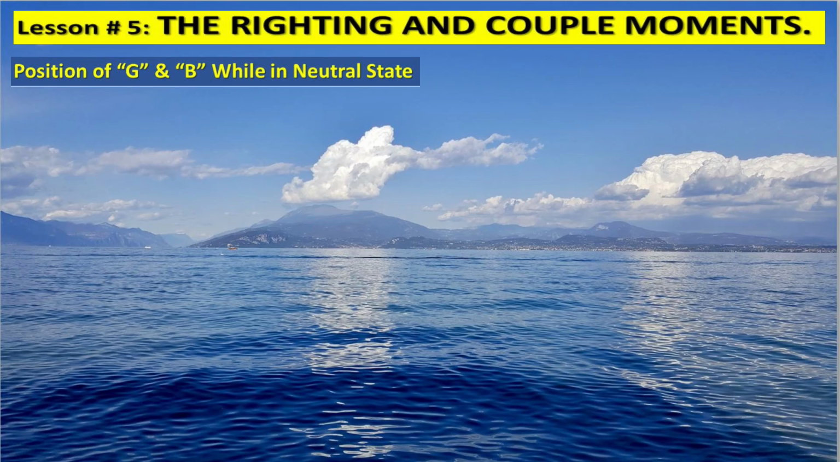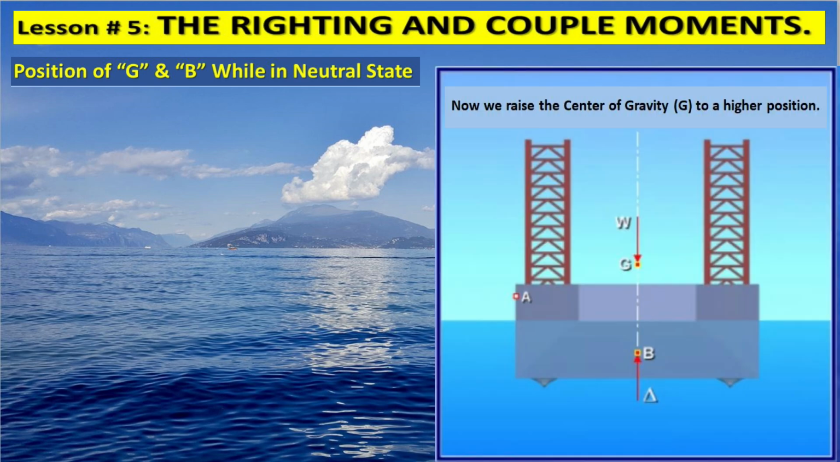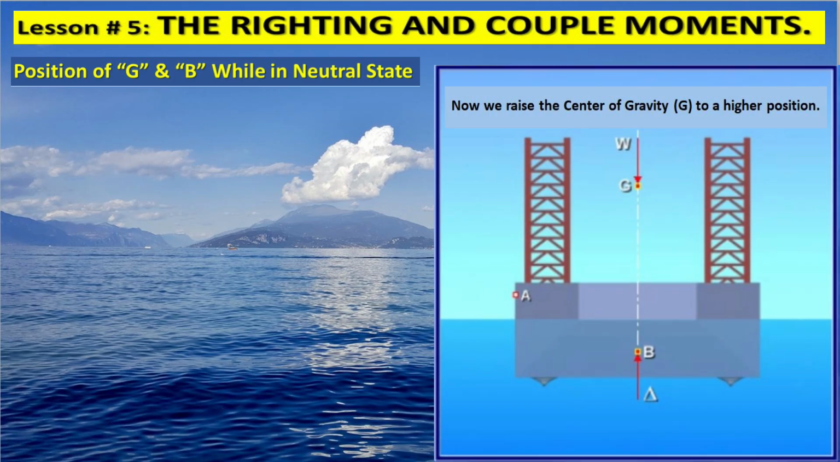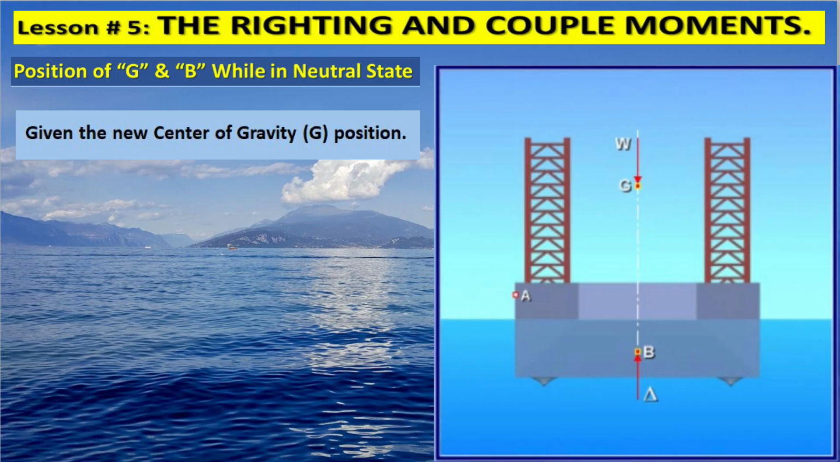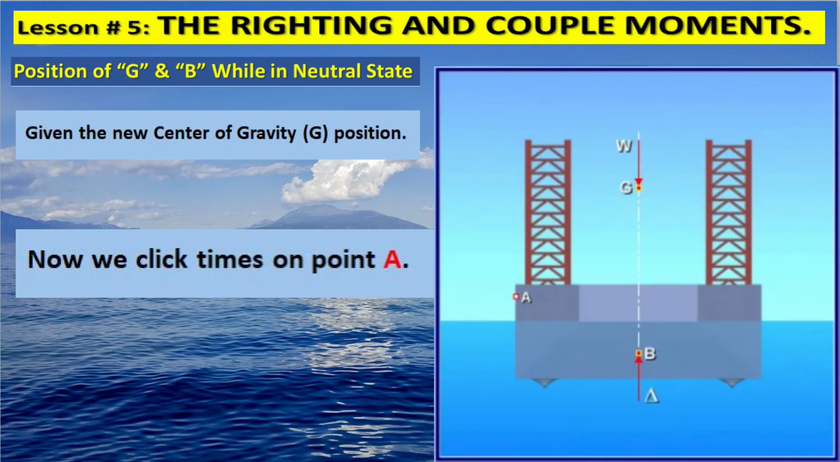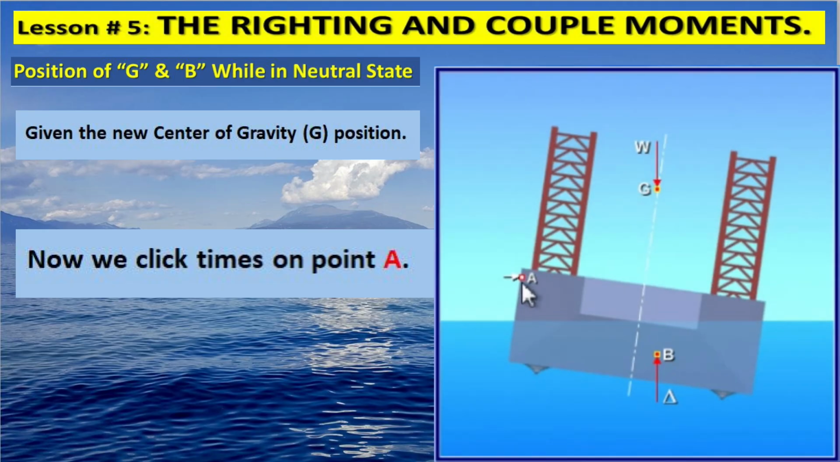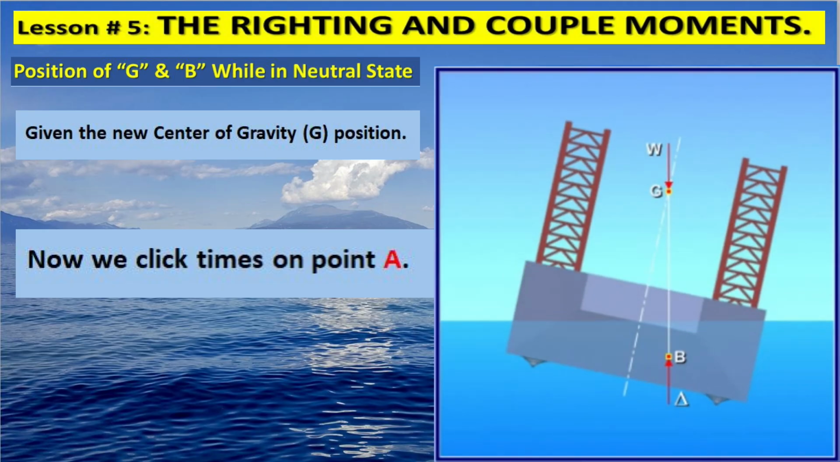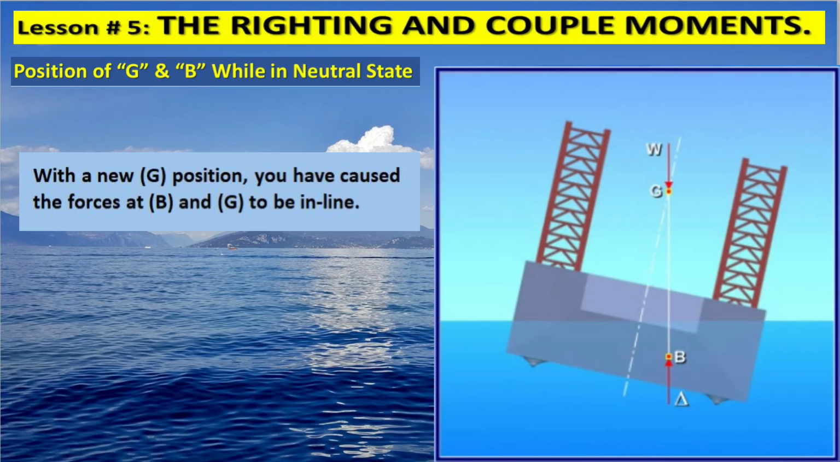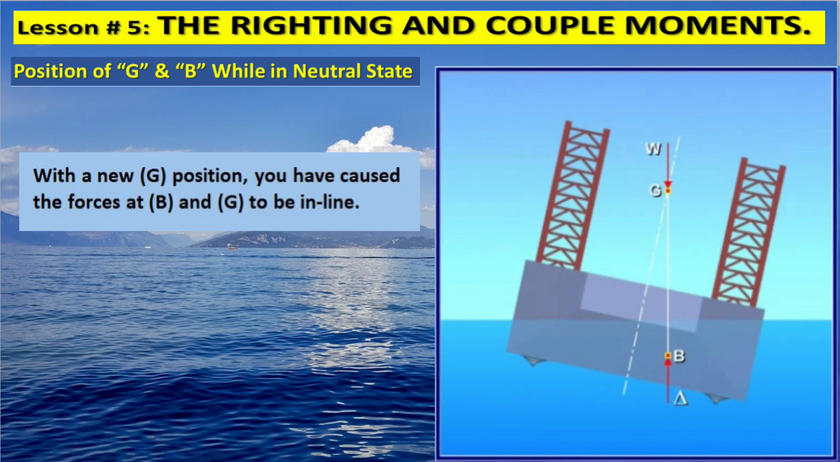Position of G and B while in neutral state. Now we raise the center of gravity, G, to a higher position. Given the new center of gravity, G position, with a new G position, you have caused the forces at B and G to be in line.